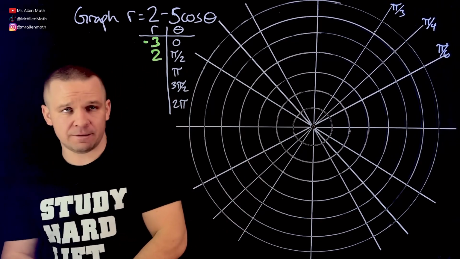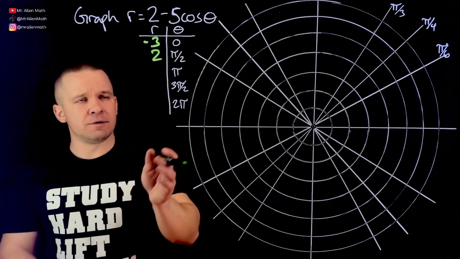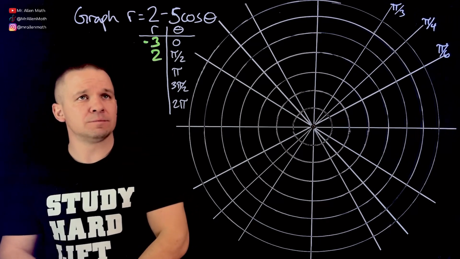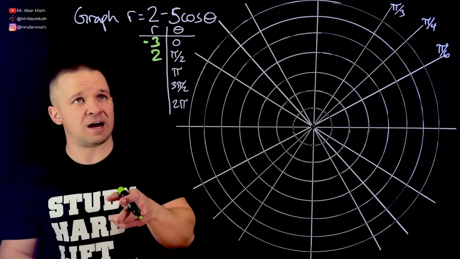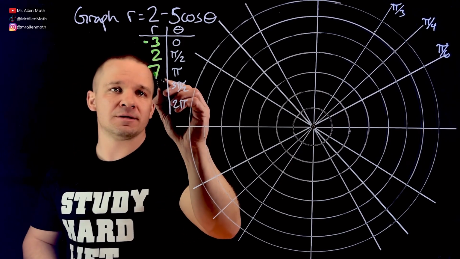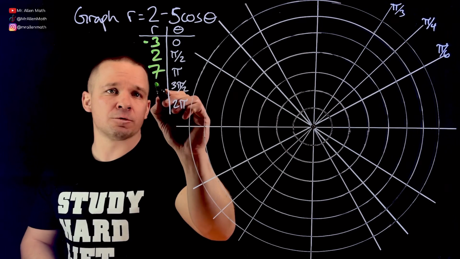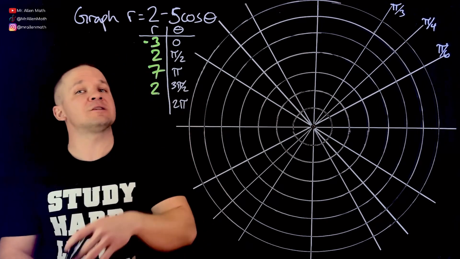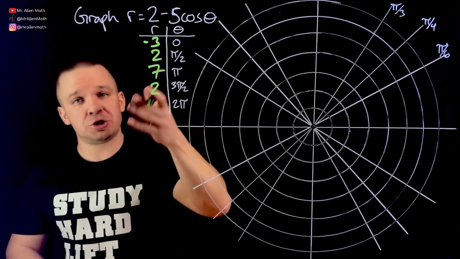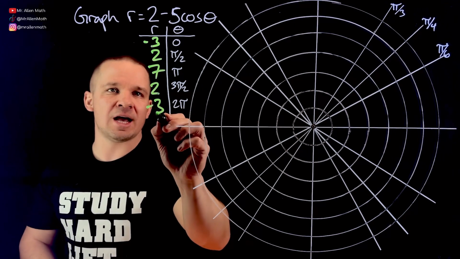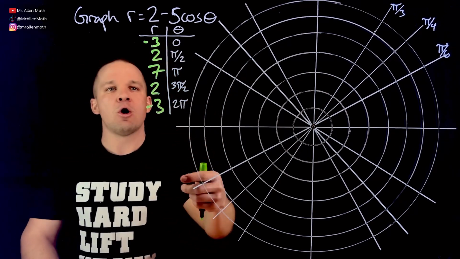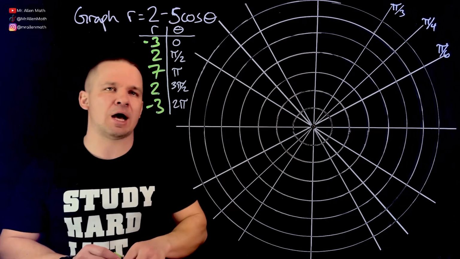Then I got pi, okay? Well, cosine of pi is negative 1. Negative 5 times negative 1 is positive 5. 2 plus 5 is going to be 7. Then we have 3 pi over 2, which is 0 for cosine, so we're back to 2. And then 2 pi has a cosine of positive 1, so we're back into the 2 minus 5 situation, which is negative 3. And you will see that with these cosines there's a symmetric kind of thing going on, right?